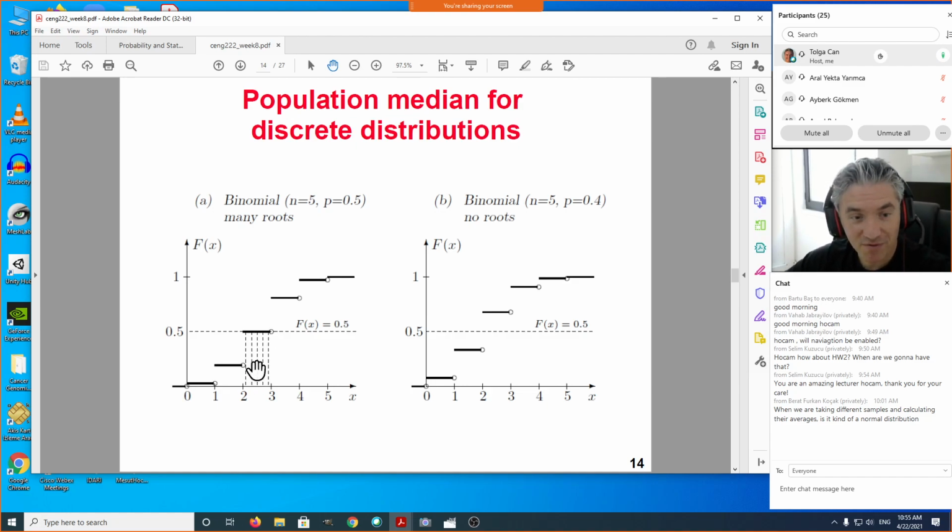So any value between 2 and 3 could be the median. You can say 2.5 is the median, but since this is a discrete distribution, there's no value 2.5 actually. So you sometimes say 2 and 3 are the medians. You may use both of them to indicate, or any value between 2 and 3 is the median. You can also say that.